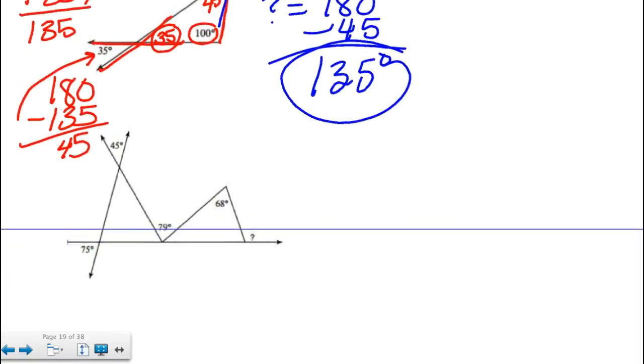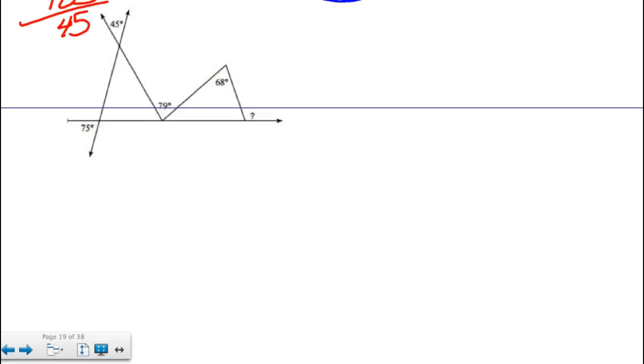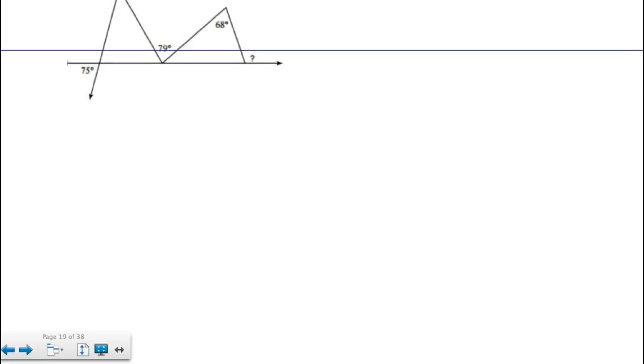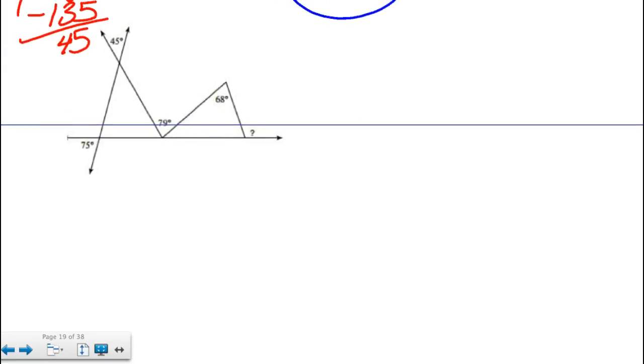The next one's really going to challenge you a little bit because I have to walk all over the place on this one. But remember, all you're going to use is relationships that I've already given you. We've got some vertical angles here. We've got some linear pairs. We've got some triangles. So we're just going to work our way around. Let's go to where we're trying to get first and think about how we're going to get there. That's my destination. How am I going to walk myself to angle question mark?